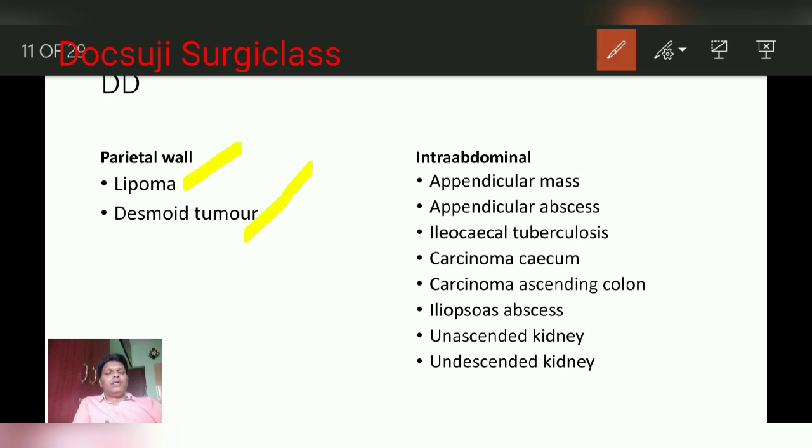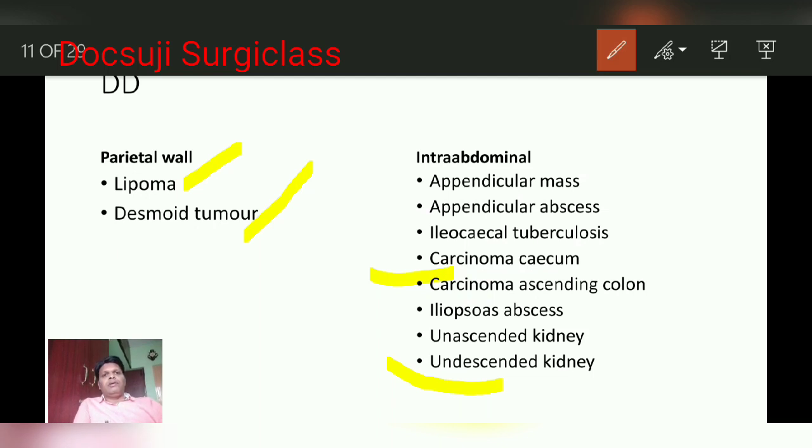If you take the intra-abdominal compartment, again, as I told, it is intraperitoneal and retroperitoneal. Most of the time you will get appendicular mass, appendicular abscess, ileocecal tuberculosis, carcinoma of the cecum. Mainly these come under intraperitoneal. The remaining three, carcinoma of the ascending colon, iliopsoas abscess and undescended kidney, all come under retroperitoneal swelling. You have to keep these in mind.